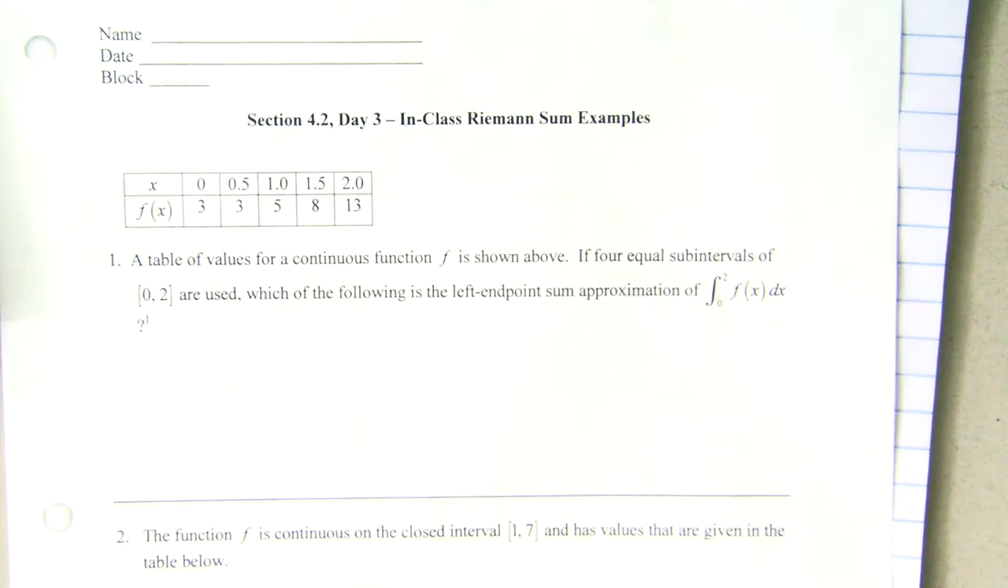There is one final thing that we need to look at in this section. And actually you're going to find this considerably easier than the last couple of videos. We need to talk about what we're going to call Riemann sums. So you're going to need the worksheet titled Section 4.2, Day 3, In-Class Riemann Sum Examples. If you don't have that right now, take a moment and go get that out.